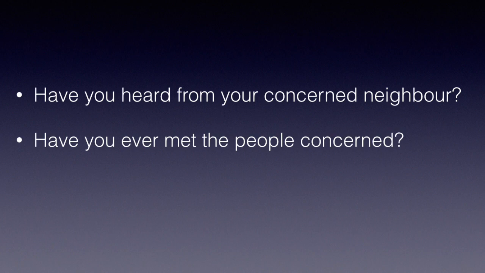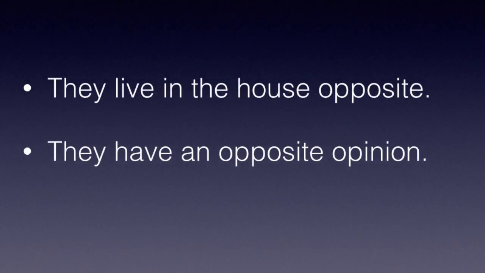Here we have a change in meaning determined by the position of the adjective. Your concerned neighbour is your worried neighbour. The people concerned, that's a particular group of people. Those people, if you want. The house opposite is on the other side of the street. You can't say the opposite house. An opposite opinion is an opposing opinion.